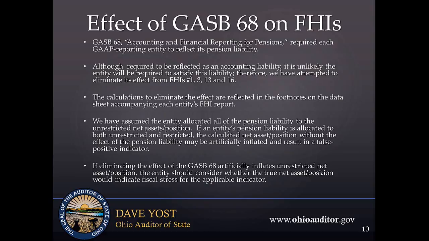The calculations to eliminate the effect are reflected in the footnotes of the data sheet accompanying each FHI report. We've assumed that the entity allocated all of the pension liability to the unrestricted net assets, or net position. However, if an entity has allocated to both unrestricted and restricted, the calculated net asset or position without the effect of the pension liability may be artificially inflated, and as a result in a false positive indicator. If this occurs, we would suggest that the entity continue to consider that indicator and whether the true net asset, or net position would indicate fiscal stress for the applicable indicator.